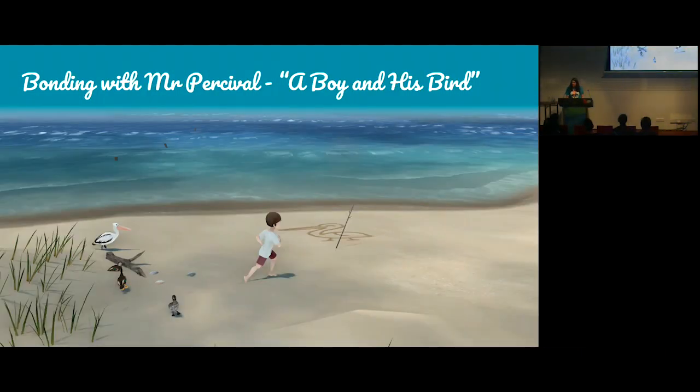Now, to get players to bond to Mr. Percival, we knew we needed not just a cute character design, but that we wanted the pelicans to behave in a cute way. While some of that was the design for the way he moved or responded to things, such as the way he lagged behind Stormboy on the beach, or the way he would watch you hold the fish but never actually pick it up, I can't possibly understate the role of animation in this game.